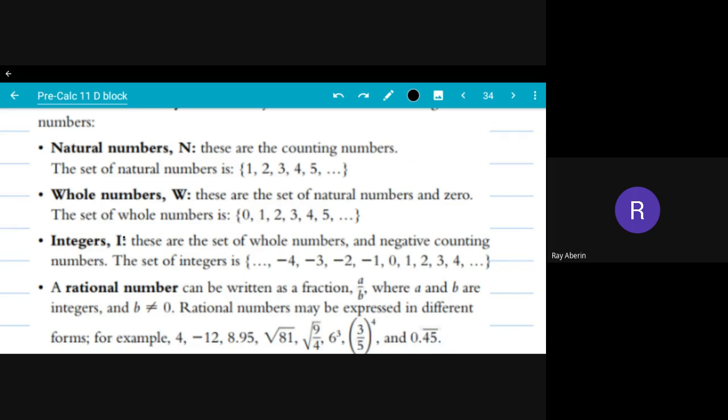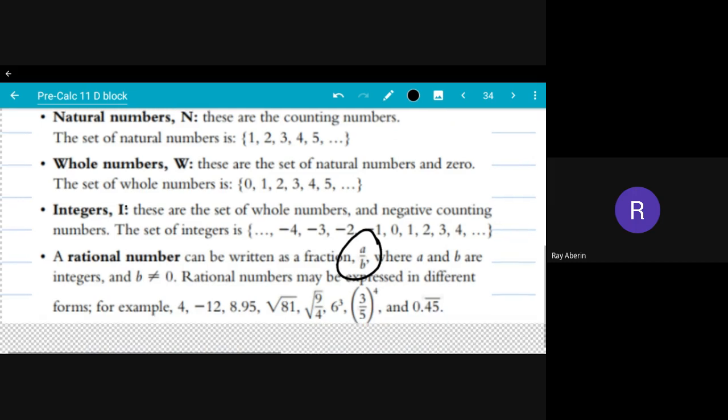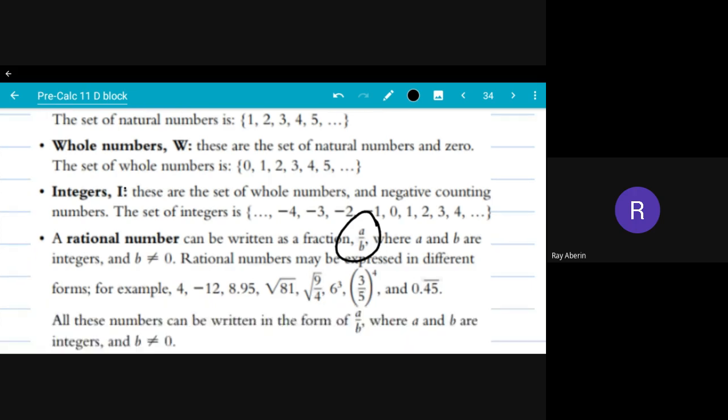A rational number, just like what I said earlier, can be written as a fraction, a over b. This is a form of a fraction wherein there's a numerator, a certain number a, and then there's a denominator, a certain number b, such that the denominator b cannot be zero. Otherwise, it's going to be undefined. All right. So again, these are just examples of rational numbers wherein all of these numbers can be turned into fractions. Okay.